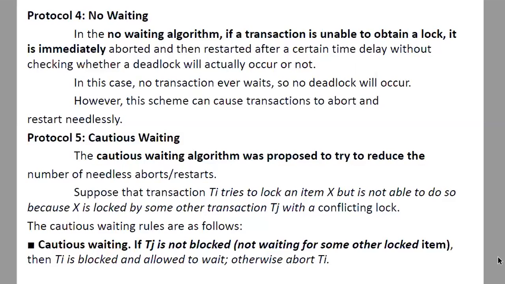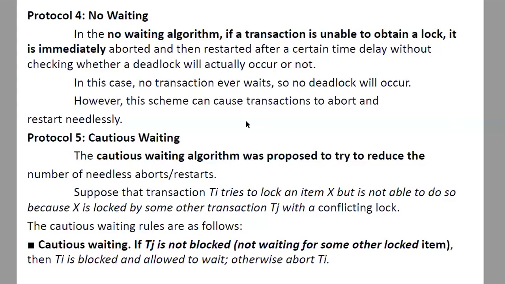It just comes and checks whether the data item is free or not. If it is free, it is just going to lock the data item and then use it. Otherwise, it will not be waiting for the same data item. Maybe after a certain time delay, without checking whether the deadlock will actually occur or not, maybe whether the particular data item is freed or not, it is not going to check. With a certain time delay, again it is going to come and check. If the data item is freely available, it is going to just access it.